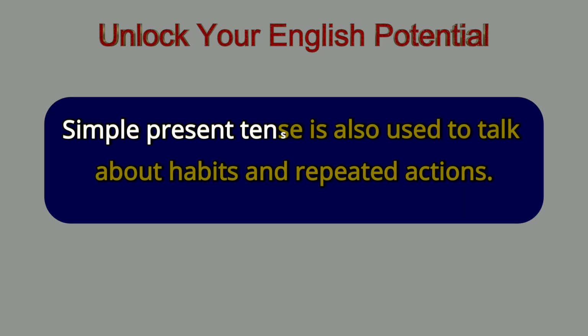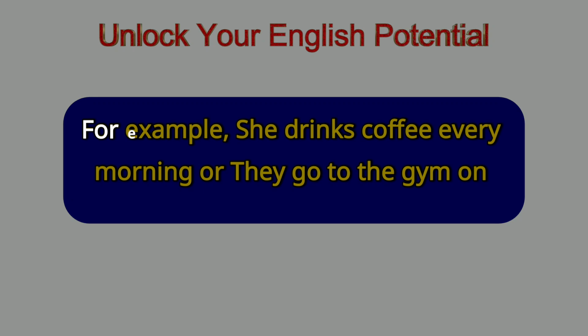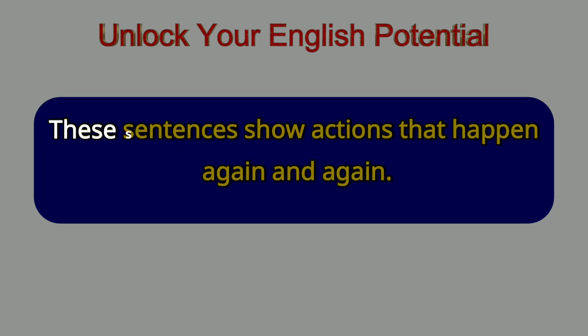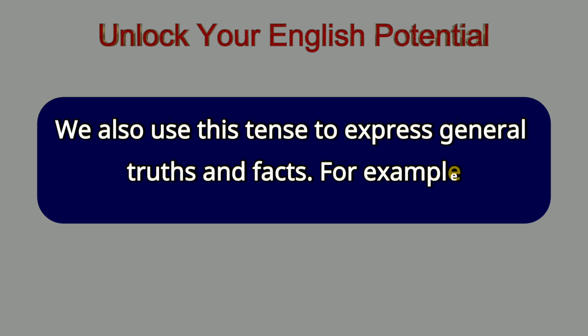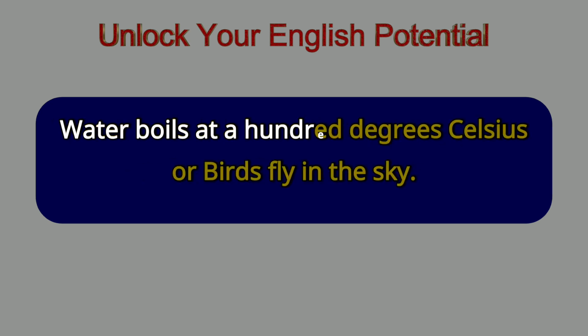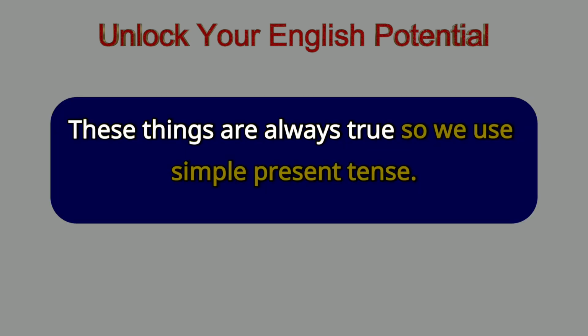Simple present tense is also used to talk about habits and repeated actions. For example, "She drinks coffee every morning," or "They go to the gym on Sundays." These sentences show actions that happen again and again. We also use this tense to express general truths and facts. For example, "Water boils at 100 degrees Celsius," or "Birds fly in the sky." These things are always true, so we use simple present tense.